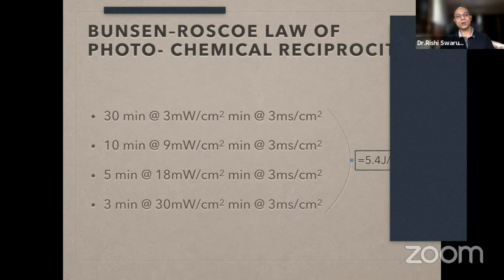So these are the various protocols which can be used. The traditional protocol is 3 milliwatts for 30 minutes, but the accelerated protocols are based on this Bunsen-Roscoe law. So you can use 10 milliwatts for 9 minutes, 5 milliwatts for 18 minutes, and 30 milliwatts for 3 minutes. Essentially all of these will theoretically give you the same result, but in practical experience, we see that when you increase the energy and reduce the duration, sometimes the CXL effect is not as good. And that mainly is probably because of the oxygen.